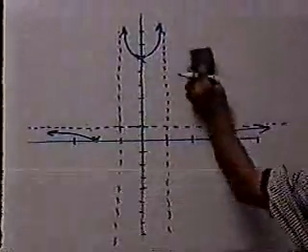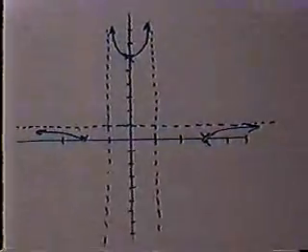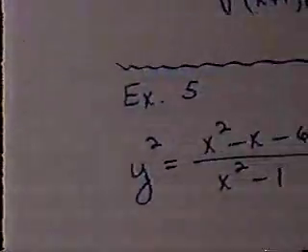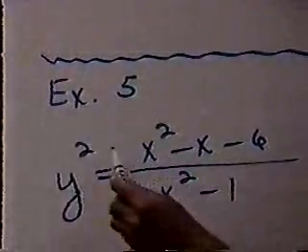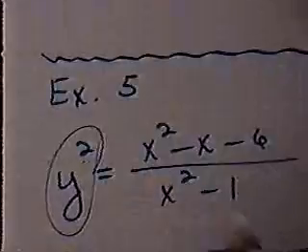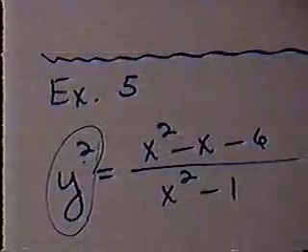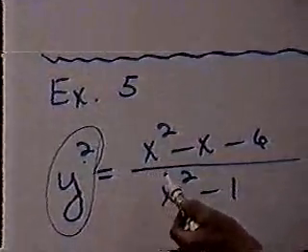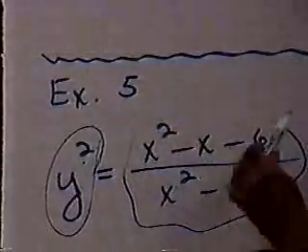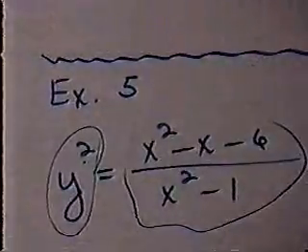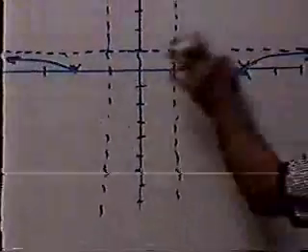Okay, now let's look at example 5. Example 5 says, what happens if the y is squared over here? Now what happens here is you do the same thing. You sketch that. So let's go over and look at it. Okay, so what happens over here, you sketch the same thing.